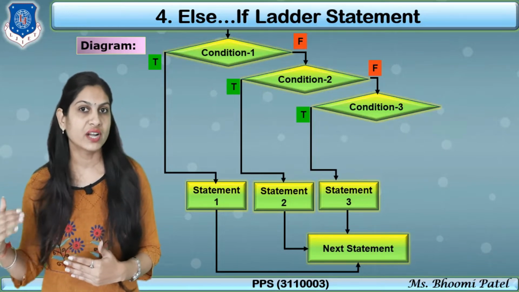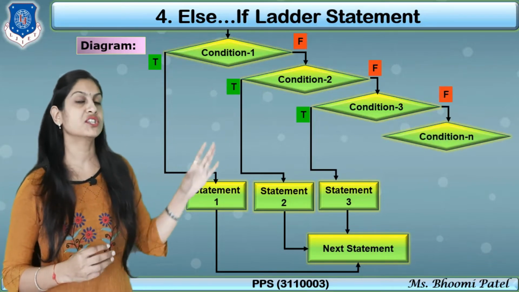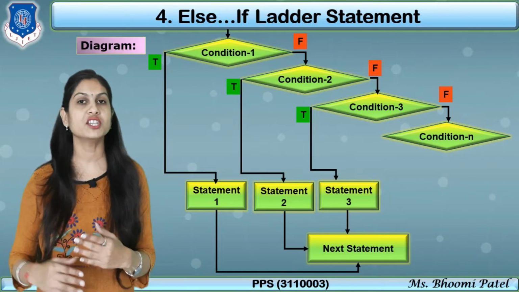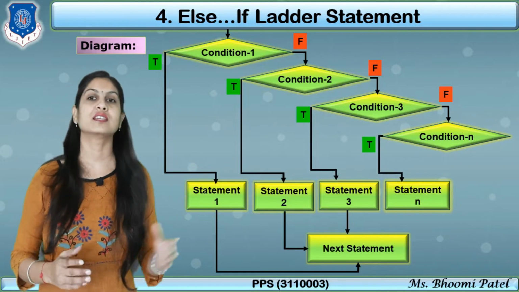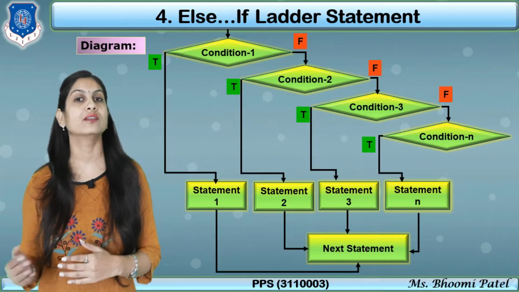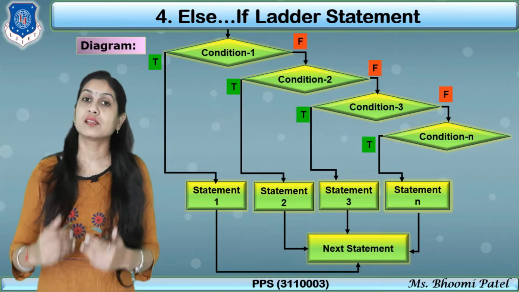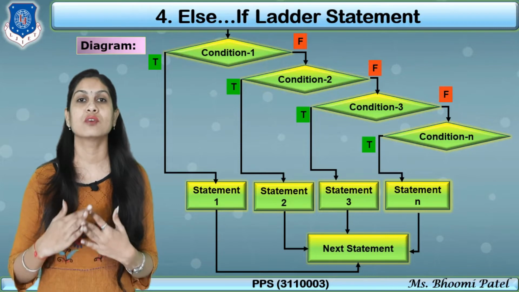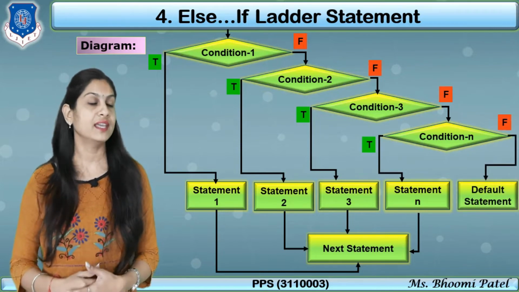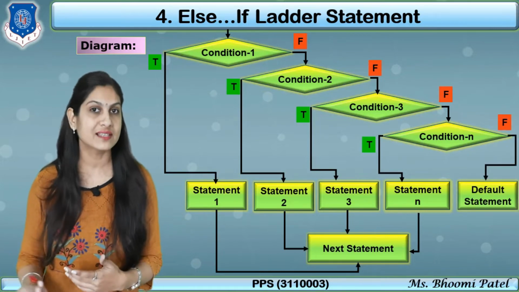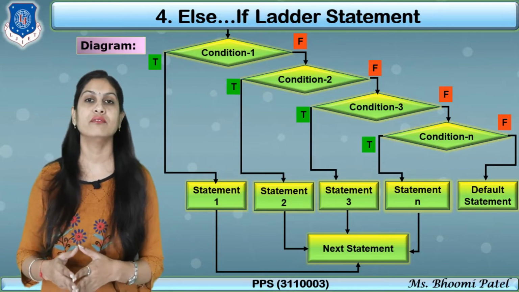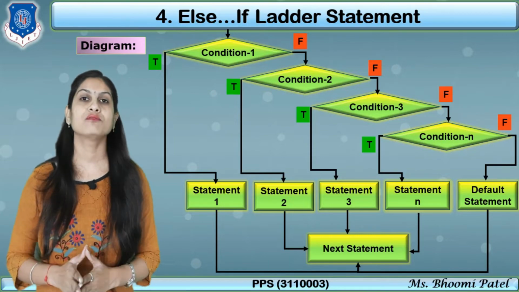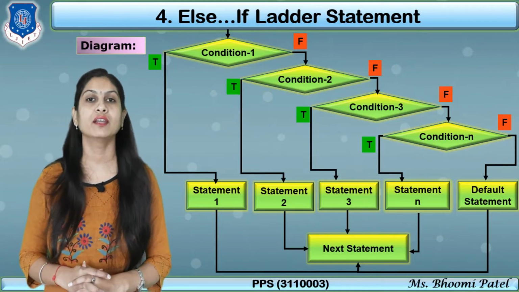There are a number of conditions, so I am putting condition n when condition 3 becomes false. If condition n is true, then statement n will be executed and go to the next statements. But suppose none of these conditions match, meaning all the conditions are false. In this case our else part will be executed, the default statement will be printed, and we move to the next statements. So this is the flow of how the else if ladder works.